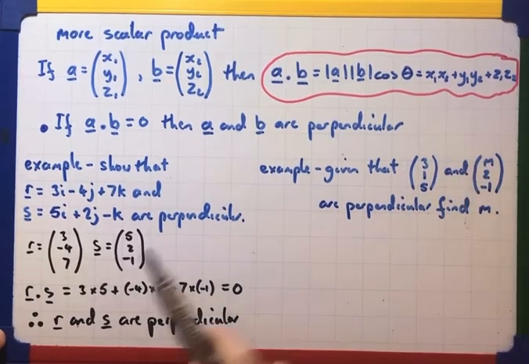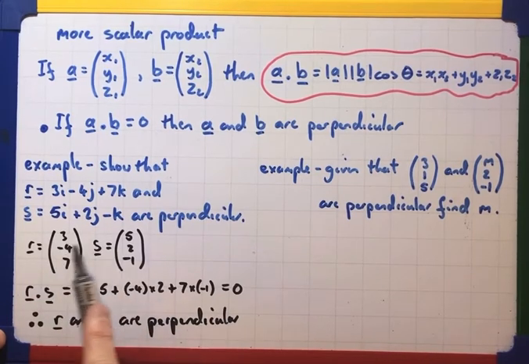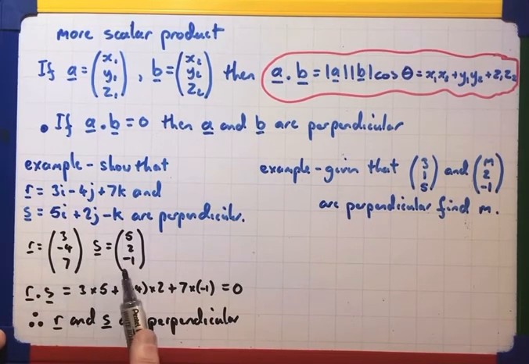So, multiplying the x components, the y components and the z components together, if you add them up and it gives you 0, you can state that those two vectors are perpendicular.